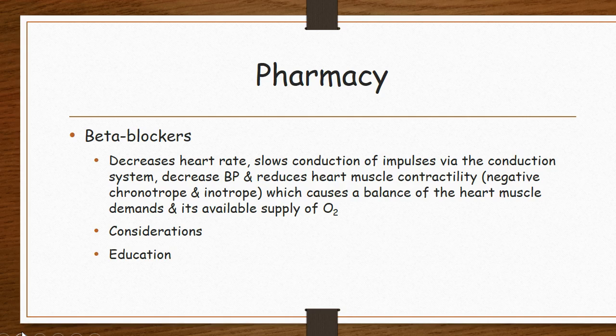So with beta blockers, the consideration that you want to think about is that a beta blocker is blocking the beta receptors of your heart, so it's going to decrease your heart rate as well as your blood pressure. So you want to make sure that you take your pulse and blood pressure immediately before taking it. If a patient is on a beta blocker, you want to advise them to get their blood pressure regularly checked, and you want to tell them to follow the provider's instructions for increasing the medication dosage.